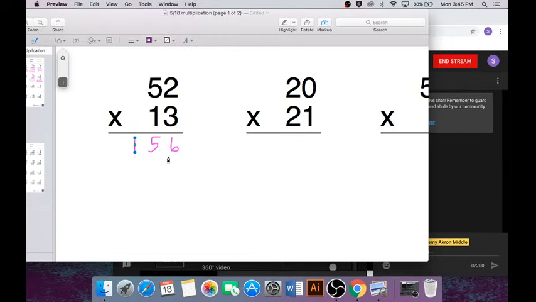Then we're going to move over to our 1. We're going to put a 0 to hold our place. 1 times 2 is 2. And 1 times 5 is 5. We're going to add those together. 6 and 0 is 6. 5 plus 2 is 7. And 1 plus 5 is 6. So our answer is 676.